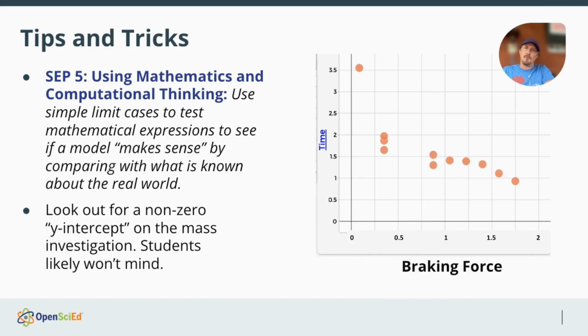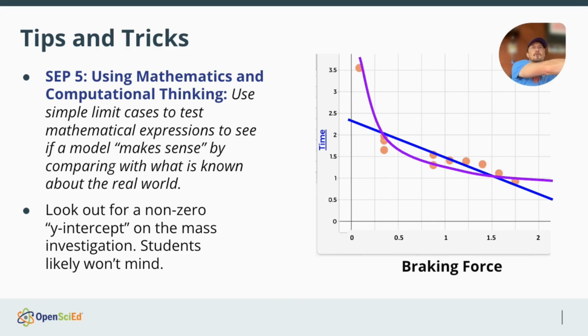So this is an example of real data from my class. Both the blue line and the purple line fit, and we need to think about what would happen if we used a very, very, very large force. Would you expect it to take negative time to stop, or would you expect it to take very, very little time to stop? So we end up concluding as a class that the purple line is actually more useful.